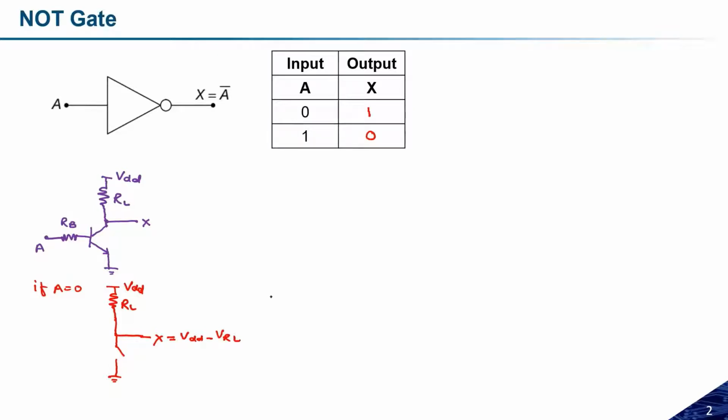Similarly, if A is equal to 1, how will the circuit look like? Because we have provided A is equal to 1, this transistor will be in the on state. So the equivalent circuit will be something like this one. And here we will observe the X. Whatever switch we have, that will be closed, and this is the RL. Here we have the VDD.